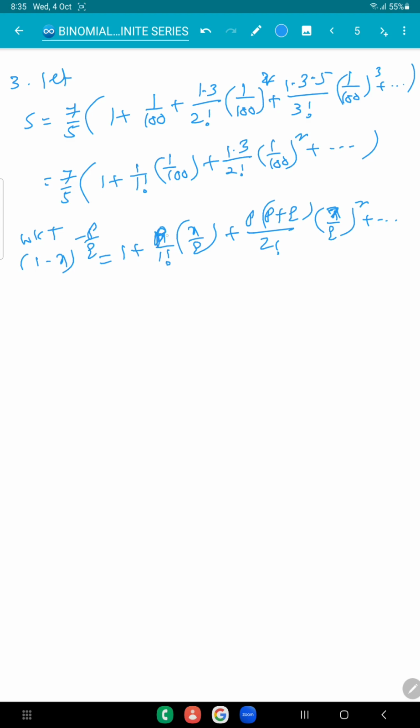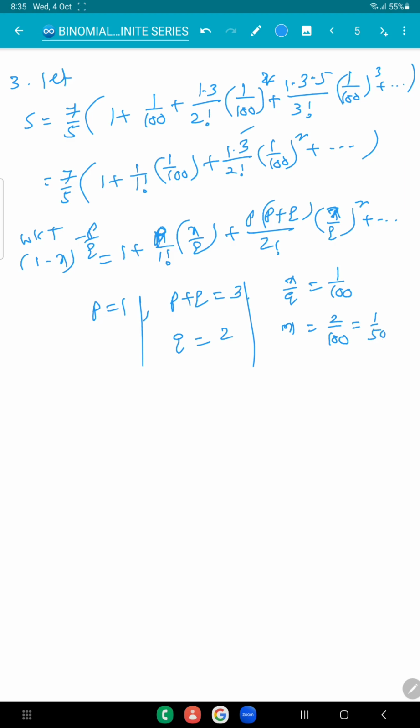If we compare this one with this one, p is equal to 1, p plus q is equal to 3, and x by q is equal to 1 by 100. So as p is 1, q is equal to 3 minus 1, q is equal to 2. x by q means 2 by 100, which can be written as 1 by 50.